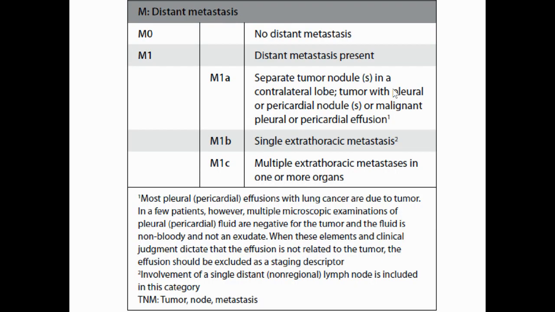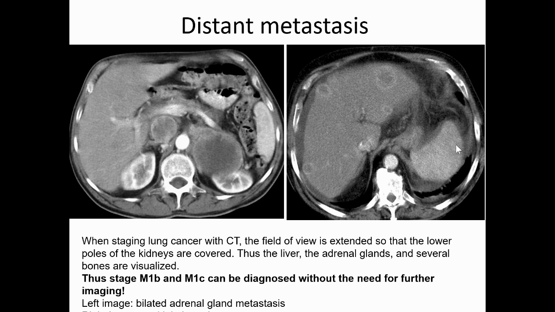Distant metastases are also important because, as you saw before, patients who have a distant metastasis are automatically categorized into stage 4. If there is a separate tumor nodule in a contralateral lobe or a pleural or pericardial nodule, that's M1A. If they are outside the thorax, that's M1B, and if there are many extrathoracic metastases, then that's M1C, and they have a 0% chance of 5-year survival.